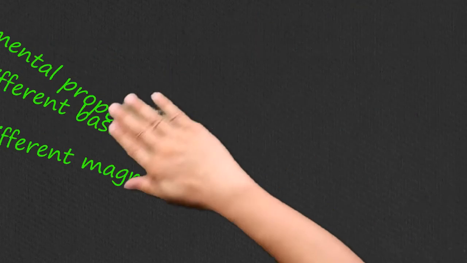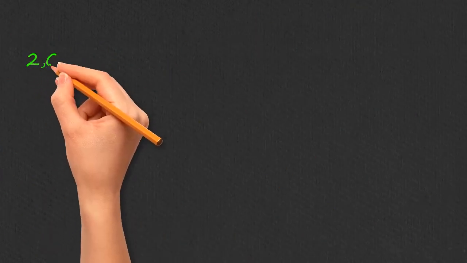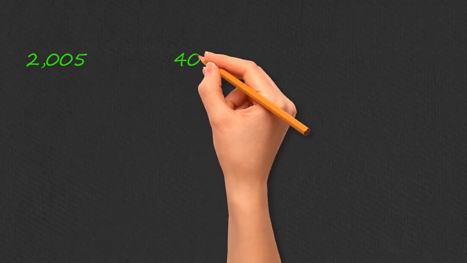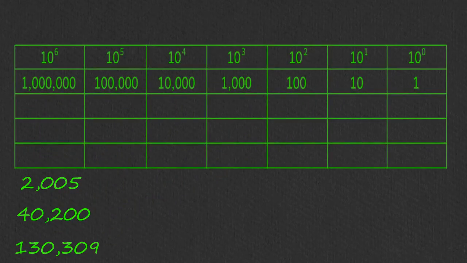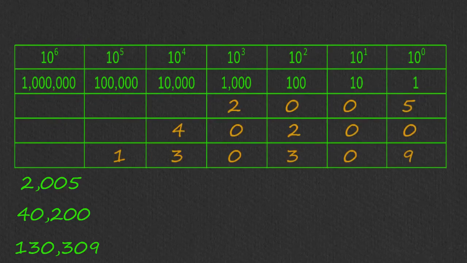Next, I would like us to revisit numbers like 2005, 40,200, and 130,309 and investigate the role the zeros in them play. Let us place these numbers into the place value table. When you are reading out these numbers, you are skipping over the place values where the zeros are. This kind of says that this number is missing some values.